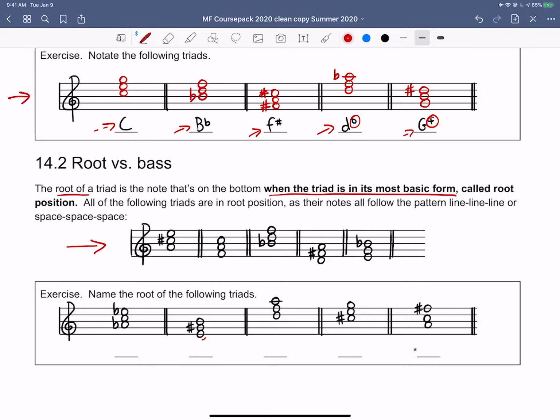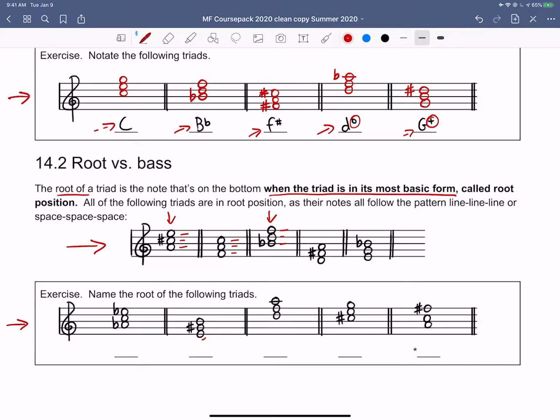So we have a set of chords. All of these are triads in root position, as their notes all follow the pattern line, line, line, or space, space, space. So here we've got space note, space note, space note, line note, line note, line note, and so on. And I should be clear here, it's 3 consecutive space notes or 3 consecutive line notes. These constructions should look pretty familiar to you because you've been building chords in root position all along thus far. So this next exercise simply asks you to name the root of these triads.